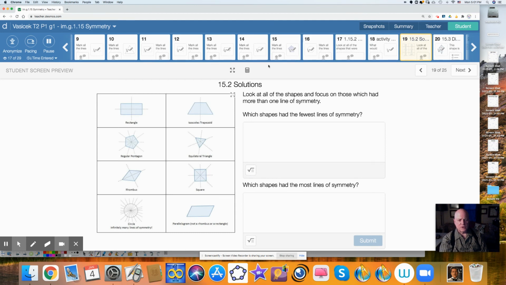Here's a summary of what we talked about today. Unless it's a rhombus or rectangle, which is also a square, parallelograms have no lines of symmetry. Rectangles have 2, rhombuses have 2, squares have 4, and regular pentagon 5, regular hexagon 6, regular heptagon 7, and so forth. Circles have infinite.